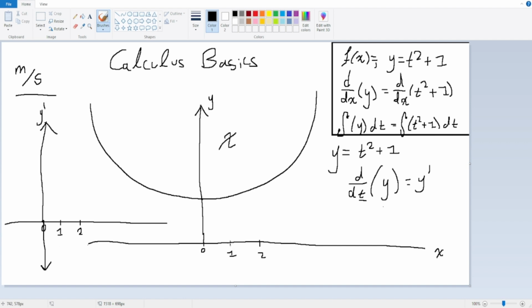Now let's take a look at the number 1. At the point 1, we can plug into our function. So y of 1 is equal to 1 squared plus 1, because it's t squared plus 1 and we plug 1 into t. 1 squared is 1, and 1 plus 1 is 2. So we know that at point 1, really it should have been maybe here.